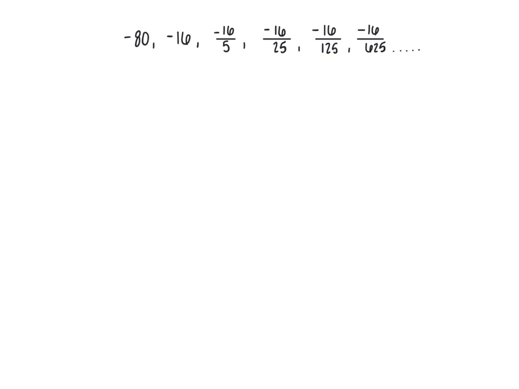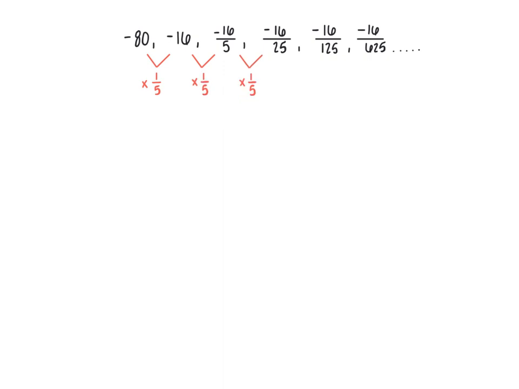So as I go from -80 to -16, my numbers are getting smaller, which means I'm definitely multiplying by a fraction. And when I did the math, I figured out the fraction was 1/5. Again, as I moved from -16 to -16 over 5, the fraction that I multiplied was 1/5. So it seems like as I move from one number to the next, I'm multiplying by 1/5.